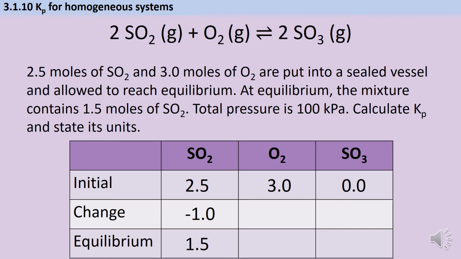Now, looking at my equation, I can see that for every 2 moles of sulfur dioxide that are used, there will only be 1 mole of oxygen used. So, therefore, I can say that my oxygen is going to go down by 0.5. And for every 2 moles of sulfur dioxide, there are 2 moles of sulfur trioxide. So if my sulfur dioxide is going down by 1, my sulfur trioxide will go up by 1. So that's going to leave me with a final moles of oxygen of 2.5 and moles of sulfur trioxide of 1.0.